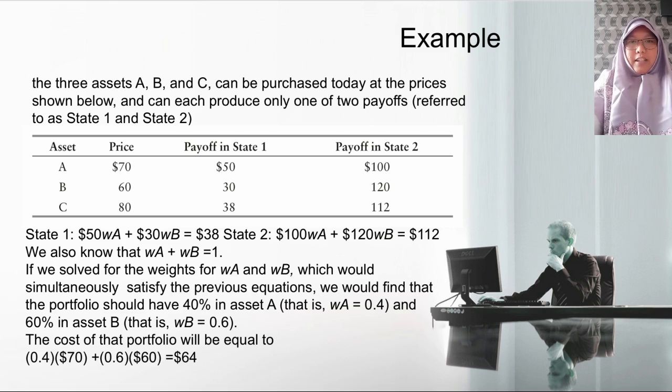For example, the three assets A, B, and C can be purchased today at the prices shown below, and can produce only one of two payoffs. If we solve for the weights for A and B, which would simultaneously satisfy the previous equation, we would find that the portfolio should have 40% in asset A and 80% in asset B.